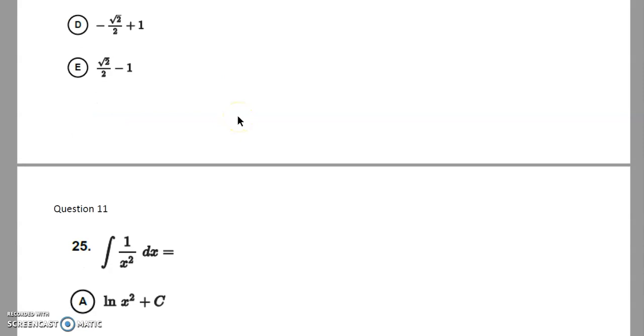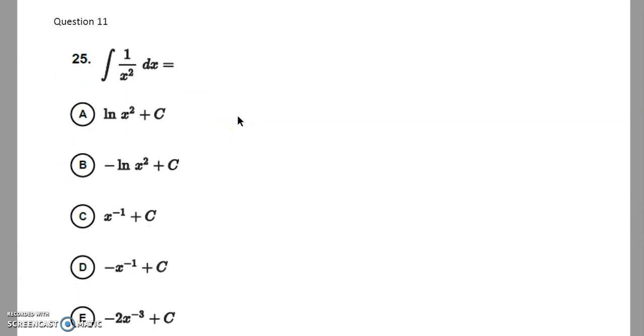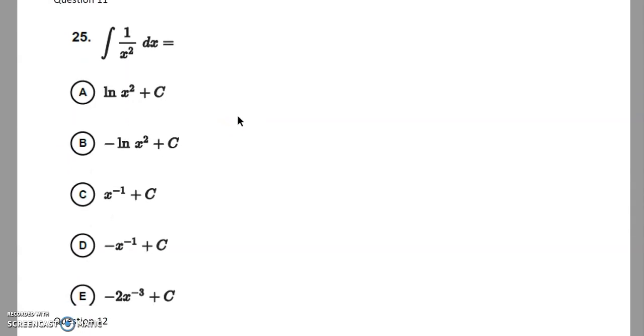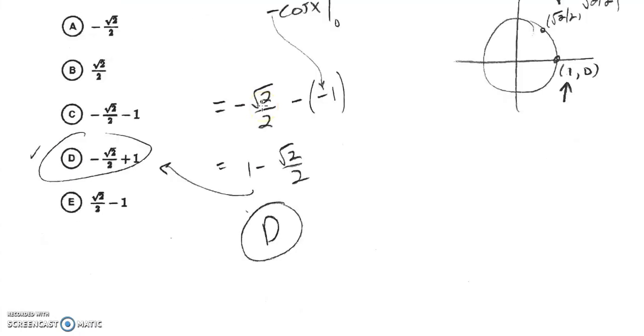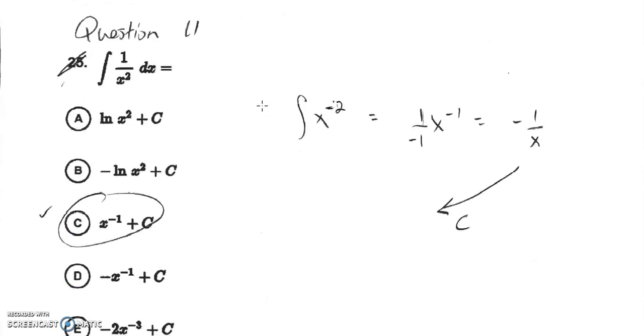Next one, question 11. All right, integral of 1 over x squared. Power rule, not an ln. Negative exponent. What's 1 above negative 2? Here comes the answer. This is the same as the integral of x to the negative 2, which is x to the negative 1 divided by the exponent, negative 1 over x.